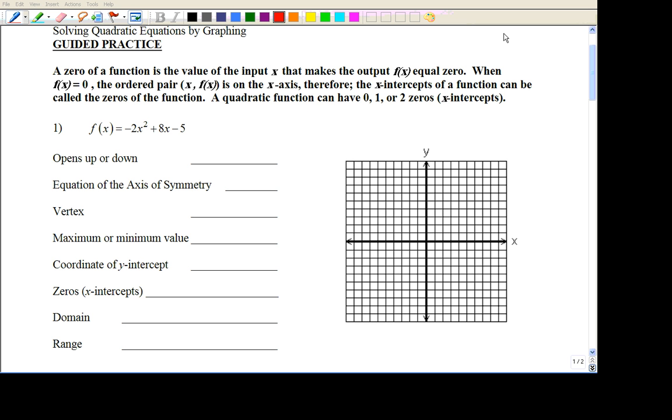Hey everyone, here's a video on solving quadratic equations by graphing. We're going to look at the guided practice portion of this worksheet, and then you will have the independent practice to work on as your assignment.